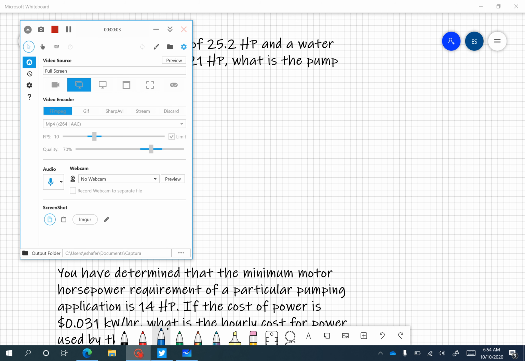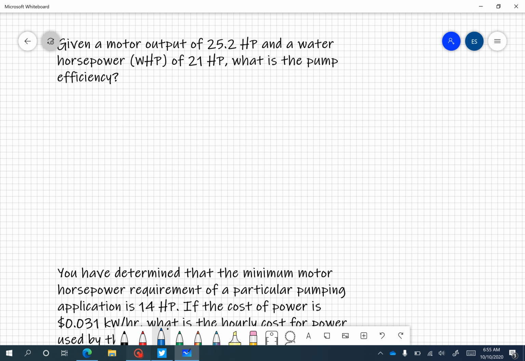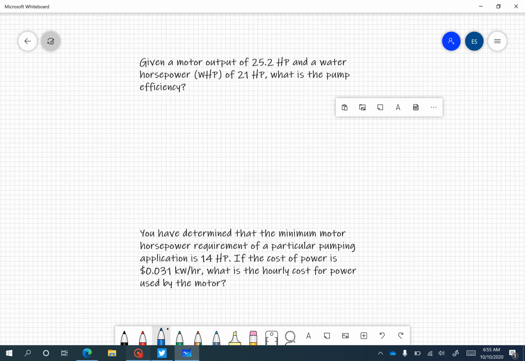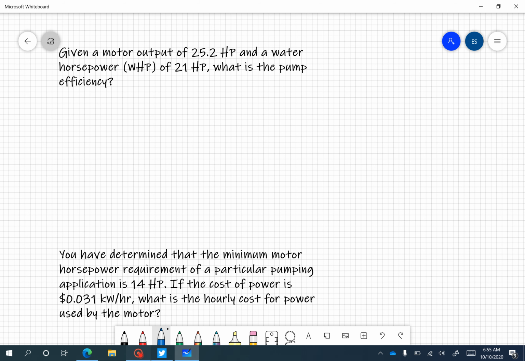Okay, our last two problems from Chapter 3 on pumps and horsepower. Let's go ahead and take a look at these. So let's take a look at this problem first, similar to problem number 9 in Chapter 3 of the workbook. And it's asking you to calculate pump. Oops, excuse me. Let me make this a little bigger.